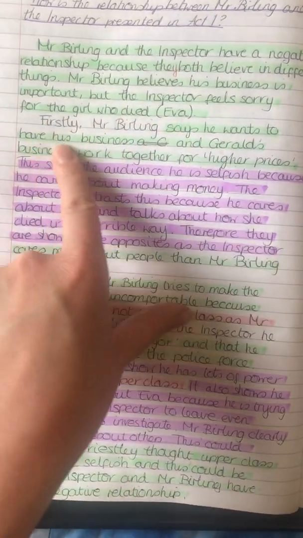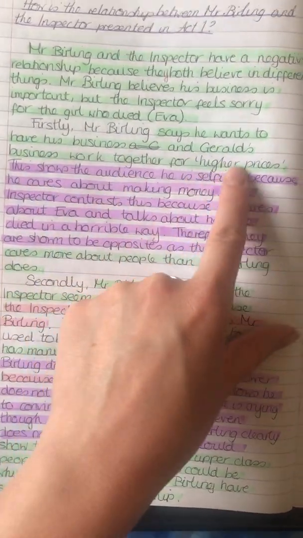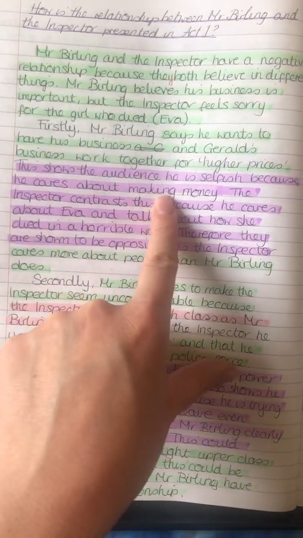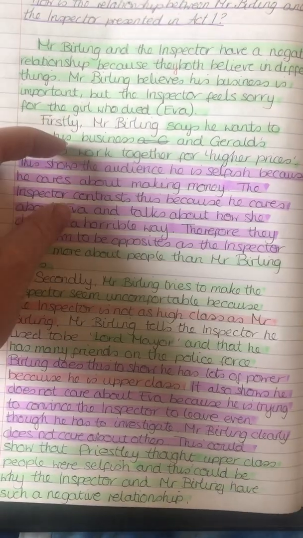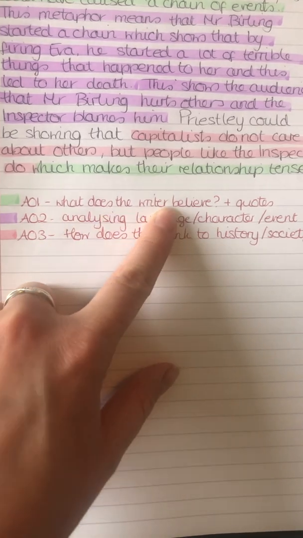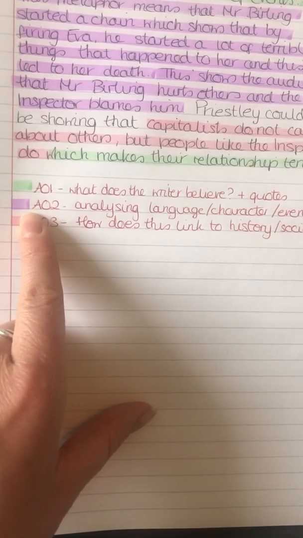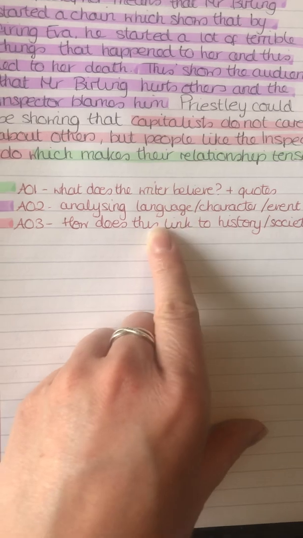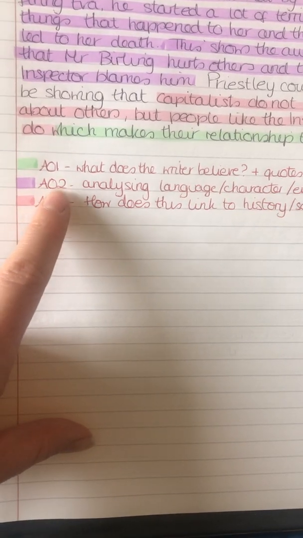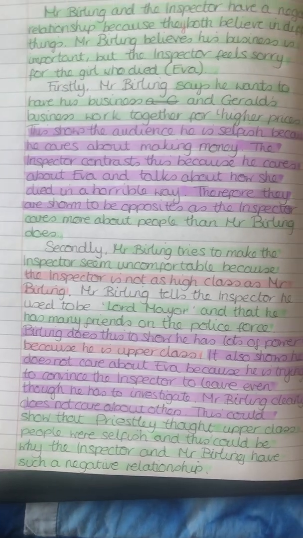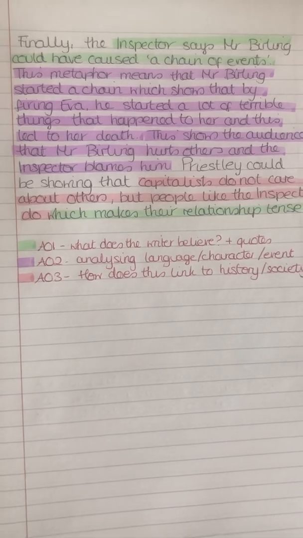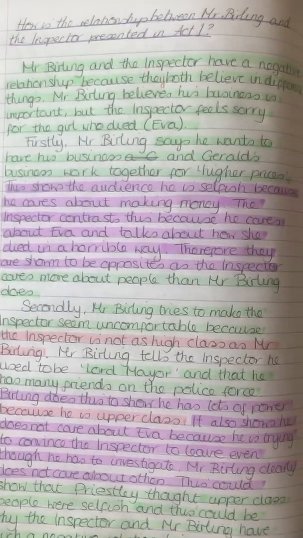So, he says he wants to have his business and Gerald's business work together for higher prices. This shows the audience he is selfish because he cares about making money. Right, can you see where I've switched over to purple here? So I've gone from quotes and what the writer believes to AO2, which is the purple one. And AO2 is a language analysis or character analysis or event analysis. And you can see where actually purple is a huge part of your essay, which means you need to analyse a lot. You need to go into a lot of depth with it. So here's how I'm going to do it.